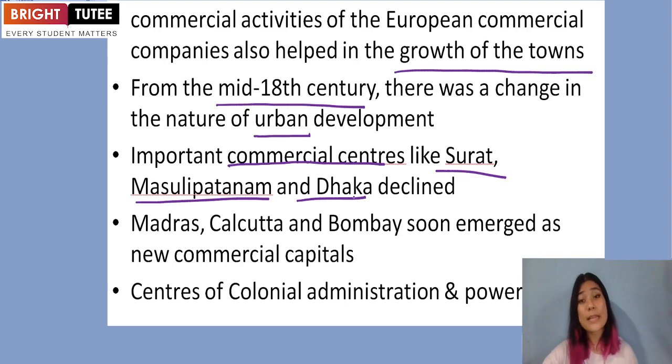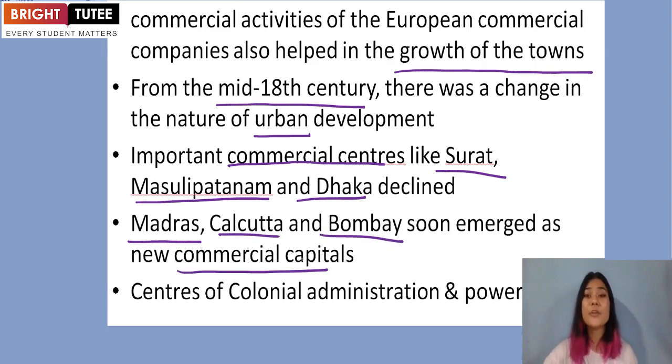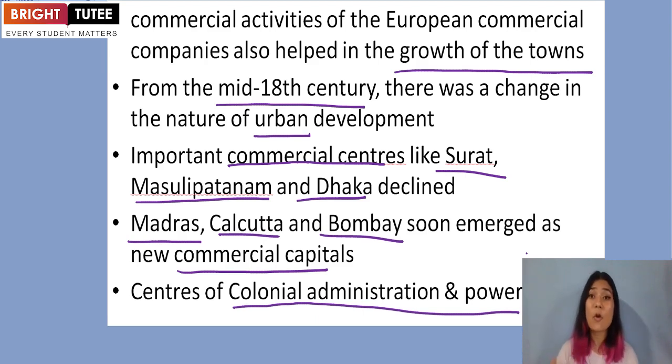But in their place, Madras, Calcutta and Bombay emerged as new commercial hubs, new commercial centers or capitals. And not only were they centers of commercial activities, but they also became centers of colonial power and administration. These were the cities where the British government settled itself, where the British people settled and built their offices, their courts, their palaces and buildings from where they ruled and controlled the people in India.